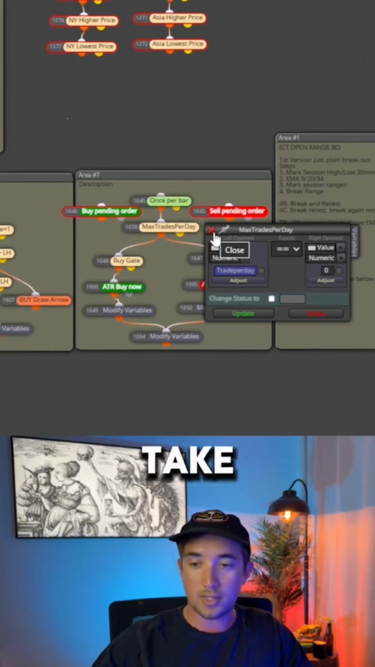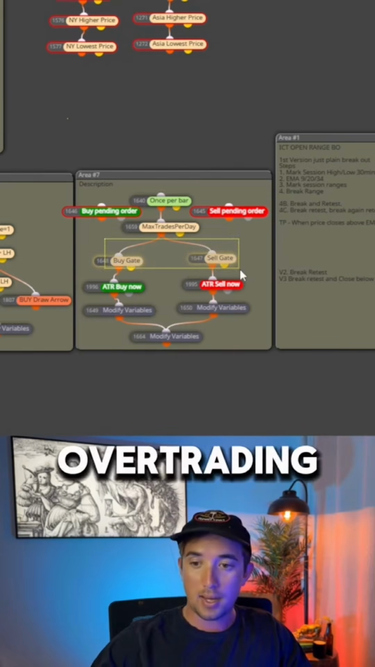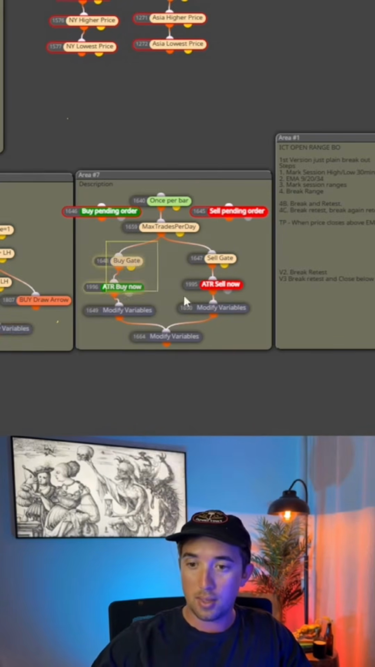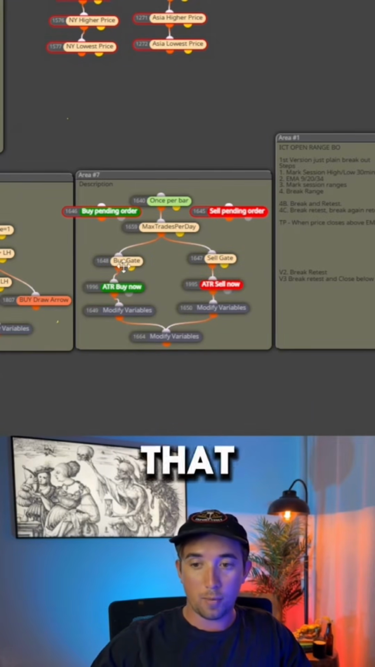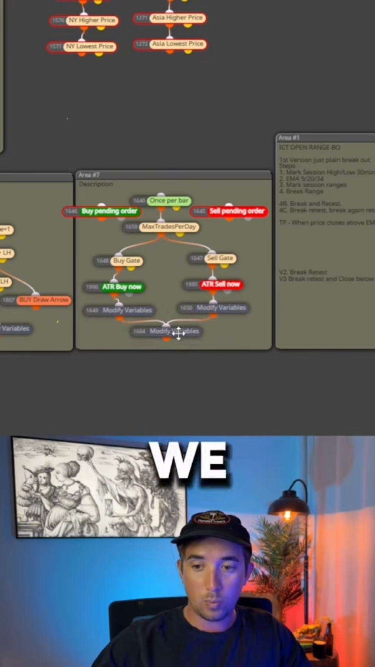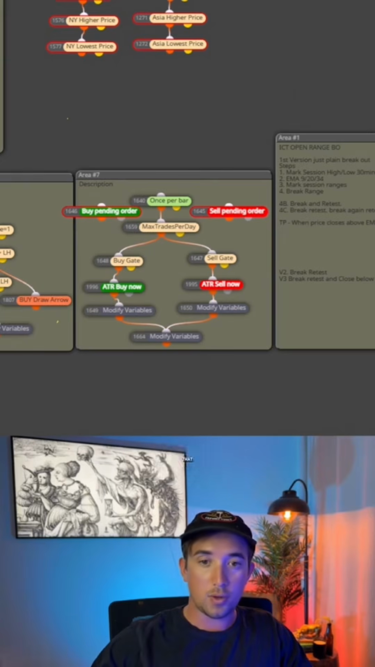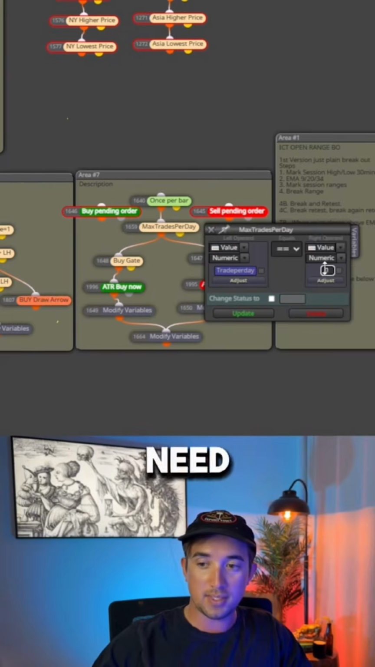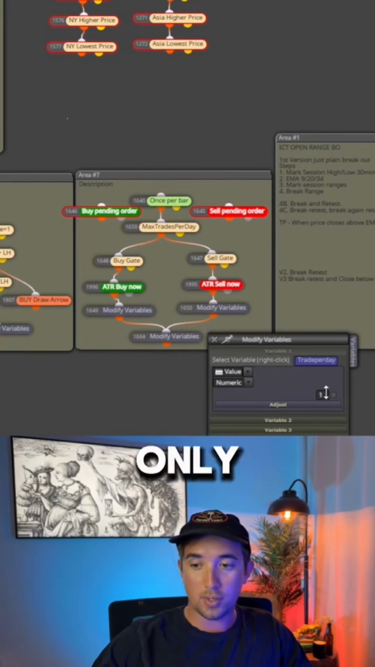So we only want to take 1 trade per day for this setup, just so we're not overtrading. Our buy and sell gate, after this previous gate here was closed, these ones are now open, and we can buy and sell for that strategy. And then we close our gates at the end of that, and then we change our trades per day to 1 so that we can't continue. This won't execute again because trades need to be 0. We change that down to 1, so we can only have 1 trade per day.